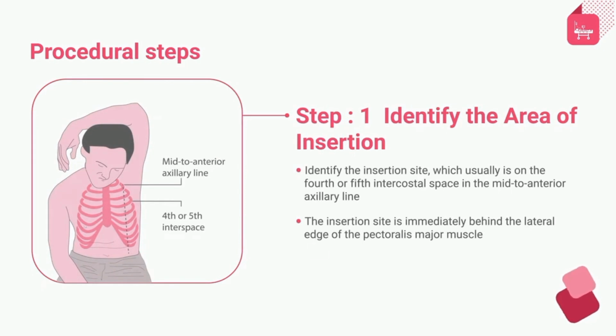Step 1. Identify the area of insertion. Identify the insertion site, which usually is on the 4th or 5th intercostal space in the mid-to-anterior axillary line.